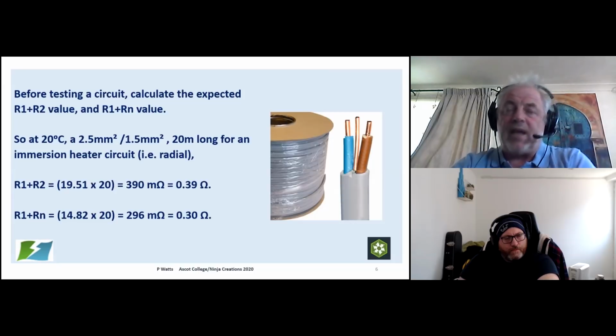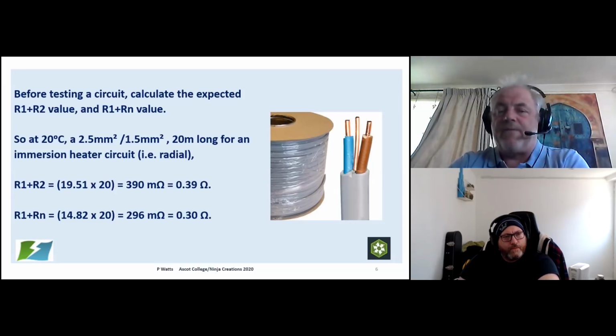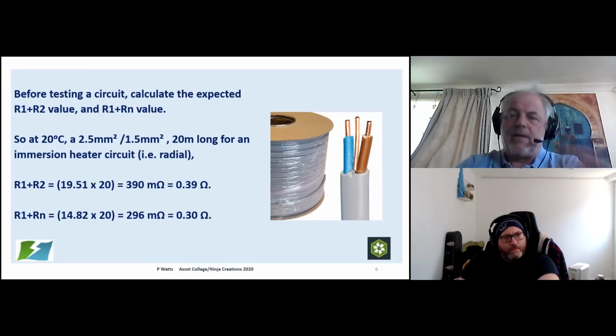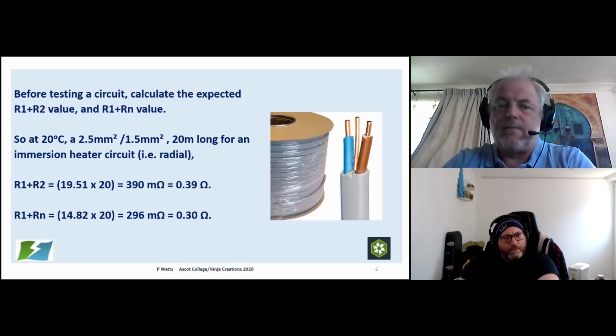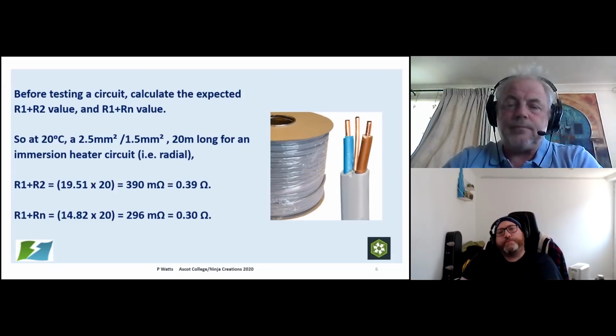Remember, if we use singles cables, we may have the same size CPC, so things may change if you're using singles.